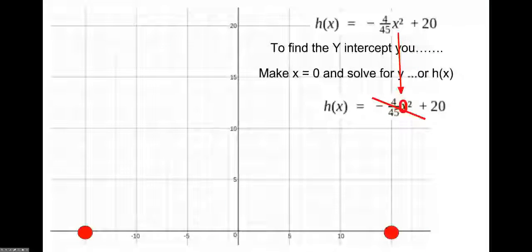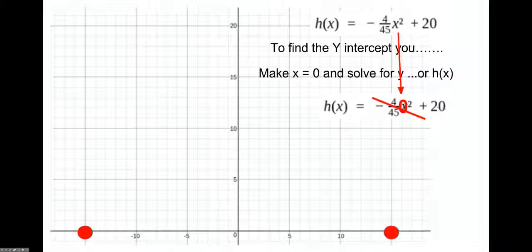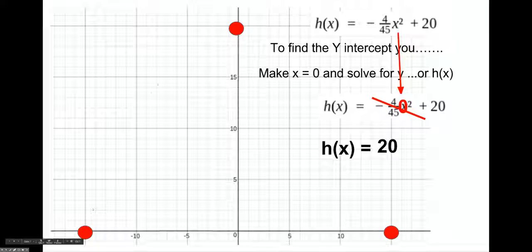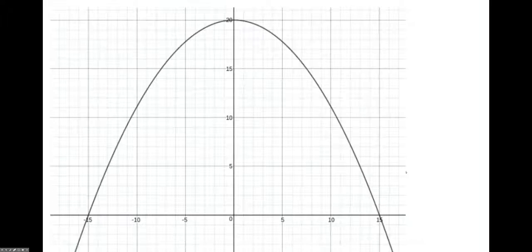And what are you left with? You're left with this plus 20 that's at the end. So h of x equals 20. And I went ahead and graphed that dot up here. Do you see the U shape now? The U shape is going to be downwards. And we should have known that from the beginning because of this negative x squared. All right, so this is what your graph should look like. Make sure you graph this on your paper.